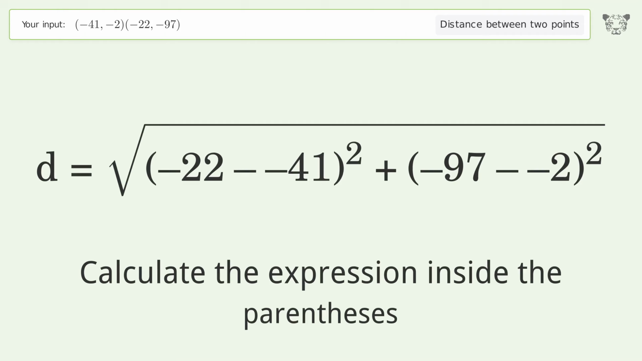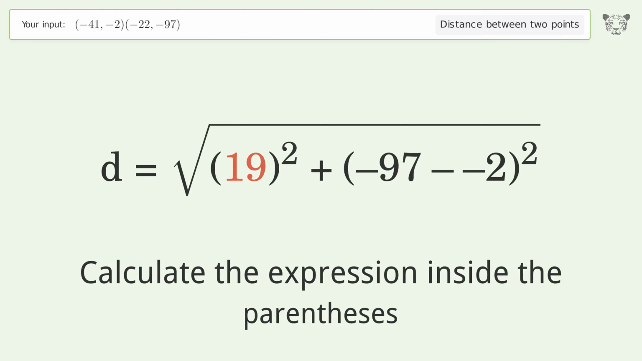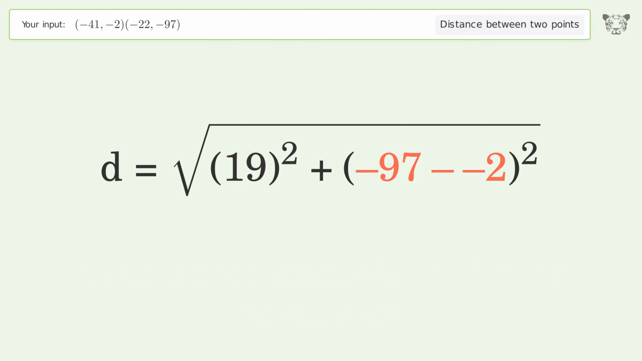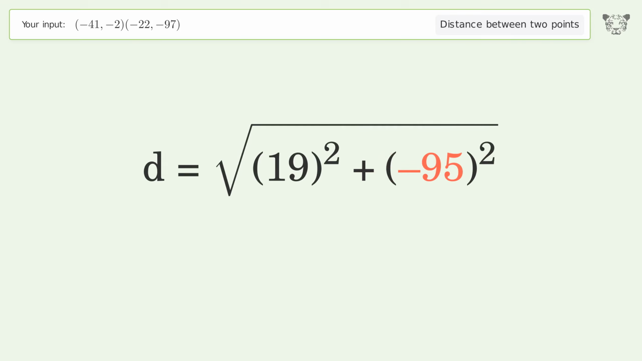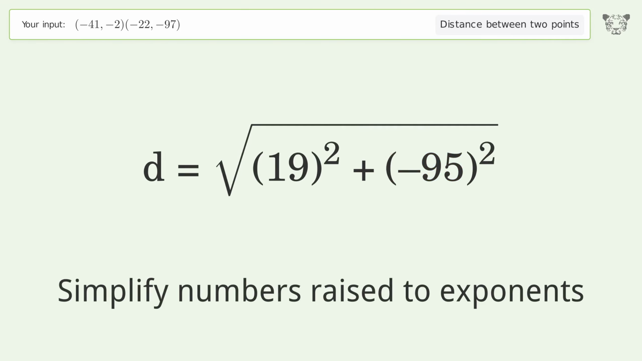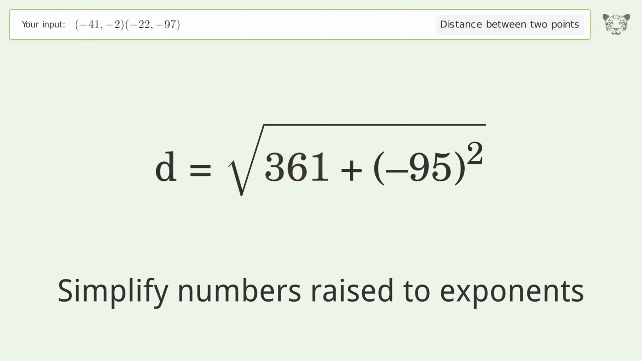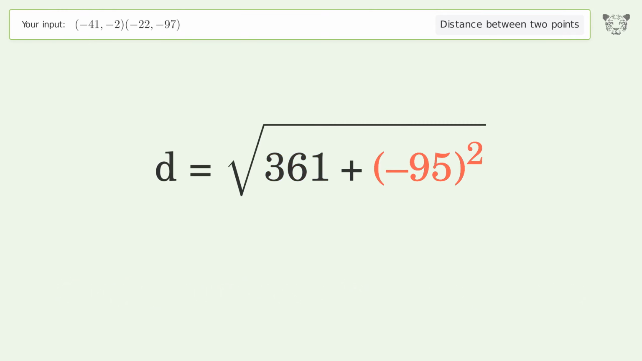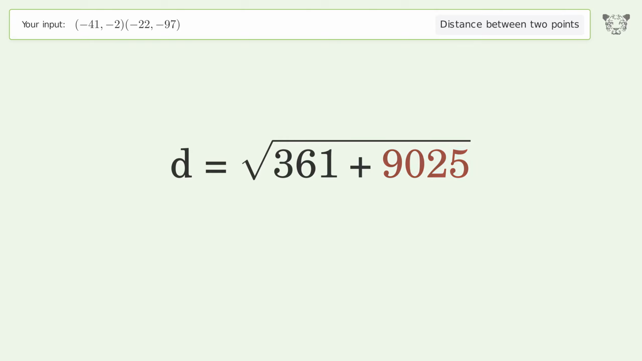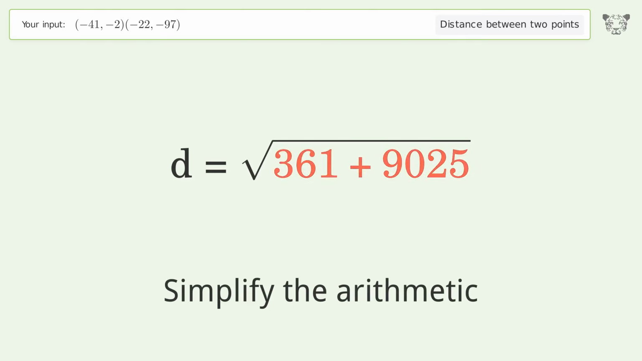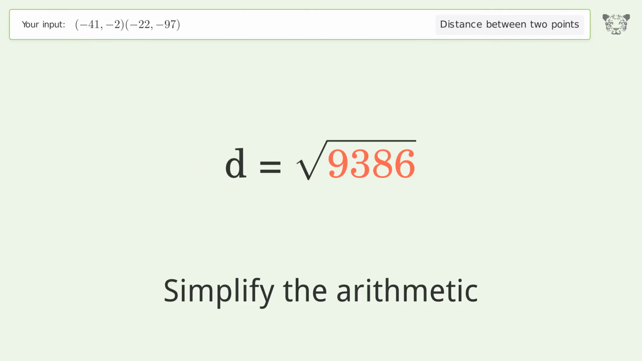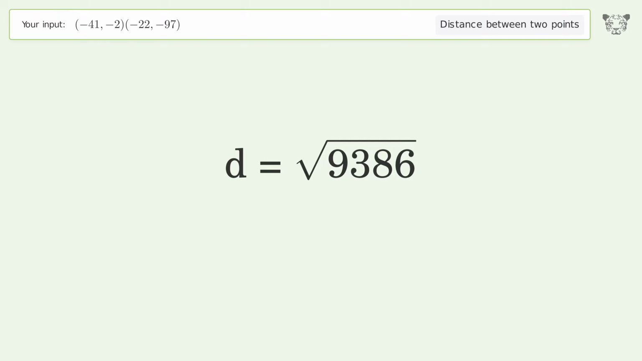Calculate the expression inside the parentheses. Simplify numbers raised to exponents. Simplify the arithmetic. And so the distance between the 2 points is the square root of 9,386, or 96.881.